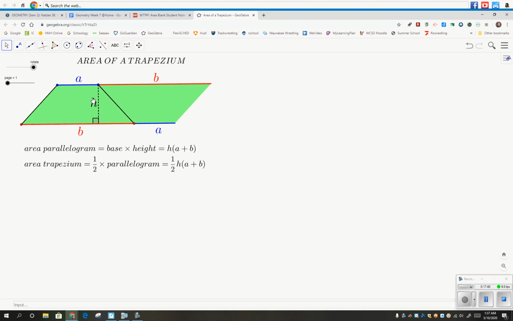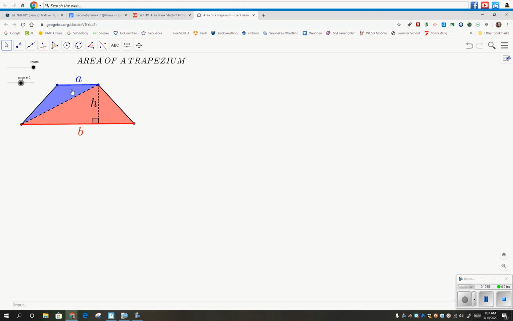And the trapezoid then is actually half of the parallelogram. So I'm going to take 1/2 times the area of the parallelogram. So it's 1/2 times h times the quantity a plus b. So I'm going to add the two bases together and multiply by 1/2 times the height.